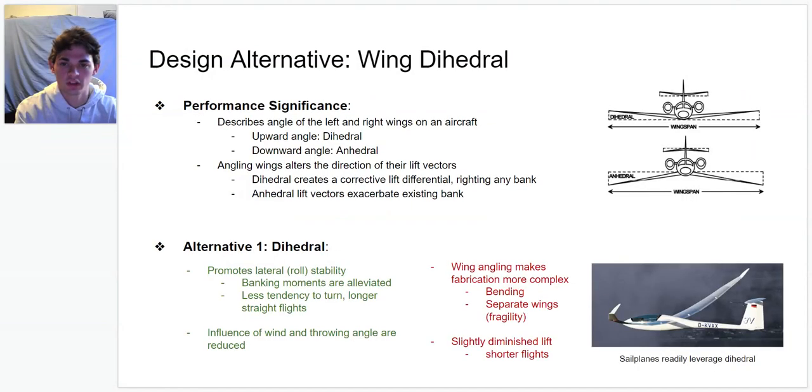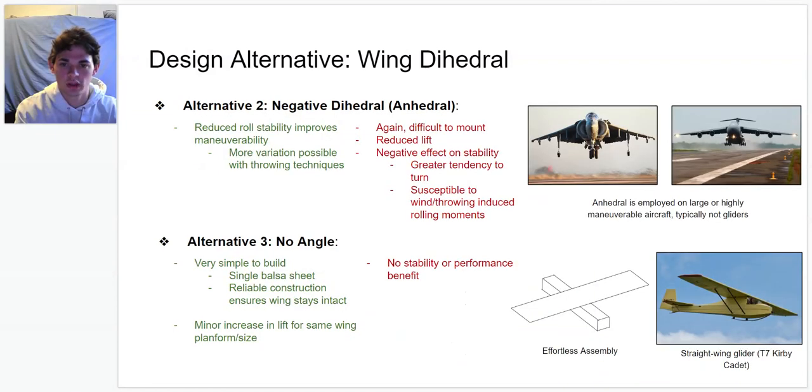Next, I considered wing dihedral, which determines lateral stability. Positive dihedral will promote stability, minimizing the glider's banking and providing straighter flight. A drawback is that fabrication is more complex with angled wings, and lift is slightly reduced, which could shorten flights. Negative dihedral or anhedral would improve glider maneuverability, potentially allowing special throwing techniques. However, stability would be reduced, so the glider would have a greater tendency to bank.